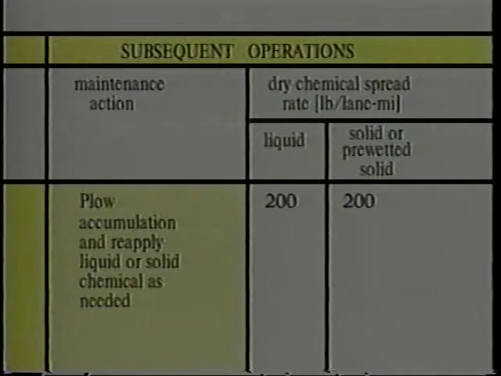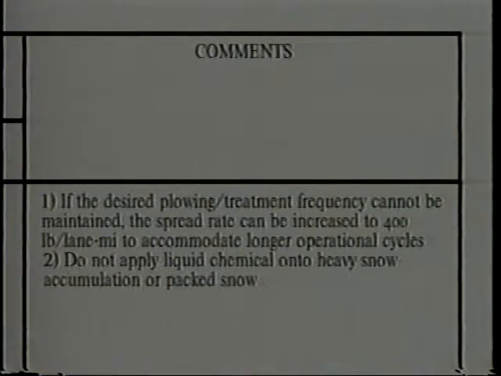Subsequent operations would consist of plowing any accumulation off and reapplying liquid or solid chemical as needed at 200 pounds of solids per lane mile. If the desired plowing treatment frequency cannot be maintained, the application rate can be increased to 400 pounds per lane mile to accommodate longer operational cycles. Do not apply liquid chemicals onto thick snow accumulation or packed snow.